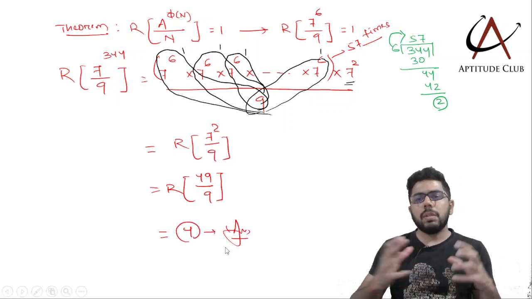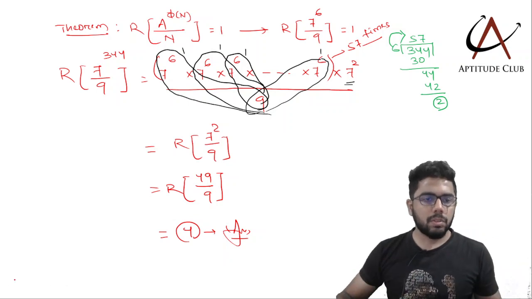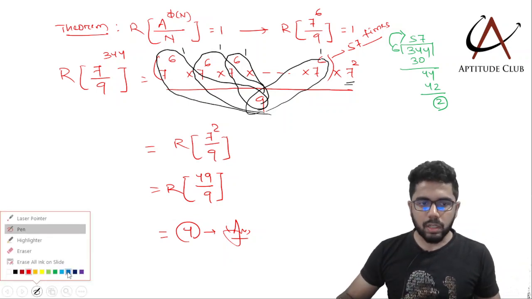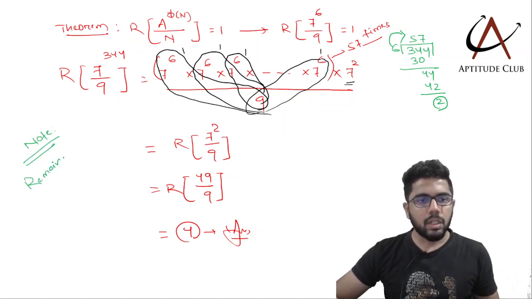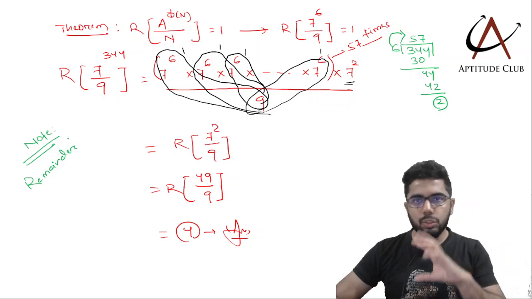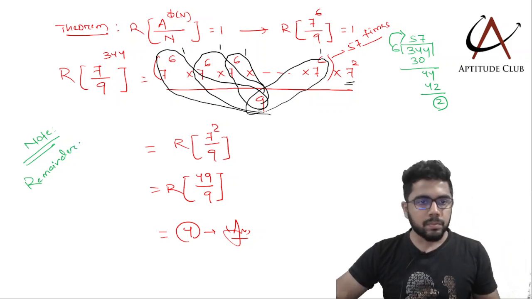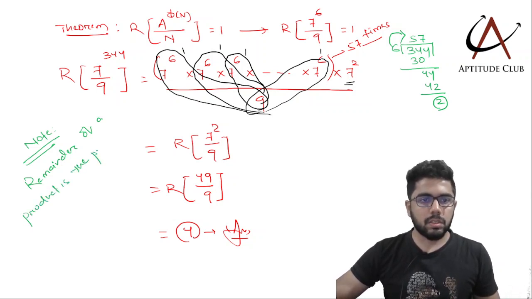We're using the multiplicative property of remainders, that the remainder of a product is the product of remainders. This also I have discussed in a theorem. The remainder of a product is equal to the product of remainders. I'm writing it here. Do refer to the entire remainders playlist. You will understand this very easily. The remainder of a product is the product of remainders.